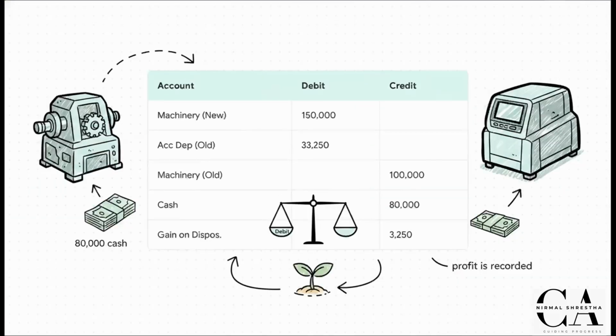Let's look at how this balances out perfectly in a part exchange where we trade an old asset for a new one. XYZ books the brand new machine at its fair value of $150,000. Then we clear out the old machine's accumulated depreciation of $33,250 and its original cost of $100,000. We credit the $80,000 cash we had to pay to make up the difference. And right there at the bottom, the balancing figure reveals a neat little gain on disposal of $3,250. Out with the old, in with the new, and the profit is officially recorded.